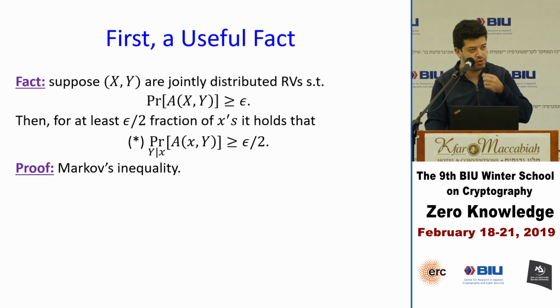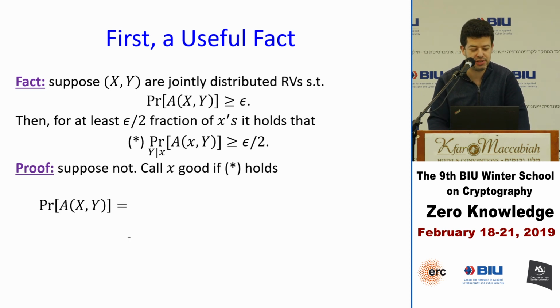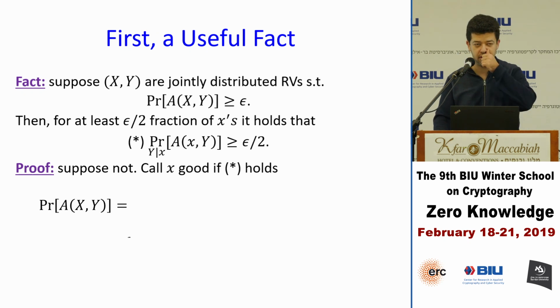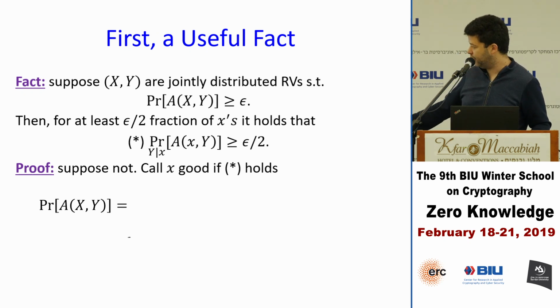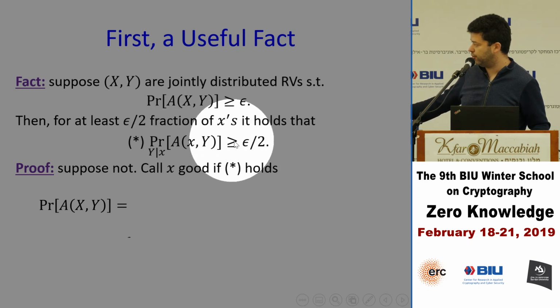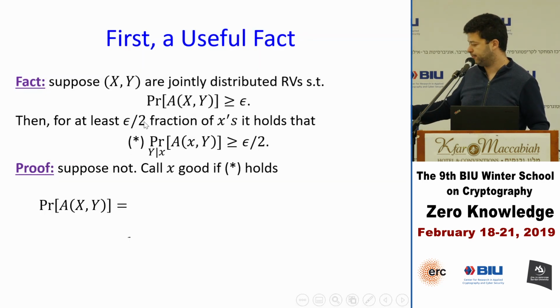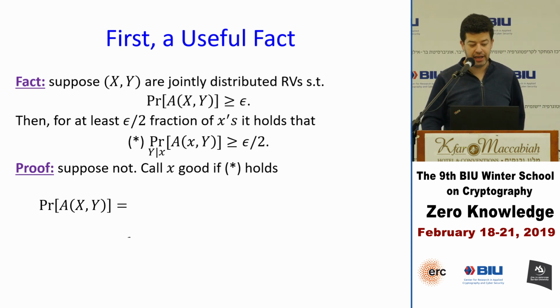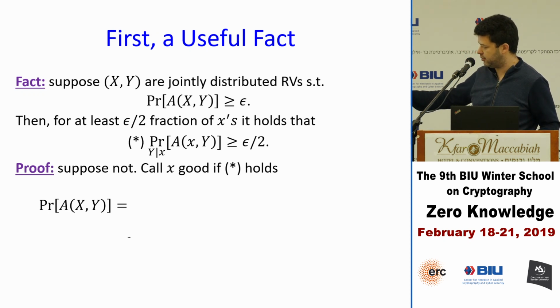It's going to be easy to prove. The proof is essentially Markov's inequality. Again, for people who have seen it, maybe it's just a reminder. Because Markov's inequality is a one-liner, I'm going to show the proof in more detail also. So suppose that the claim does not hold, for contradiction. Let's define little x to be good if this equation holds. And we're assuming for contradiction that less than epsilon over 2 fraction of the x's are good. And now let's consider our original event, A of x, y.